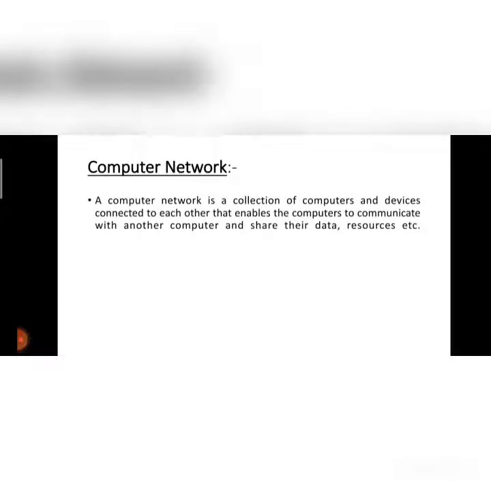A computer network is a collection of computers and devices connected to each other that enables the computers to communicate with another computer and share their data, resources, etc. That means a computer network is a group of computers. This group of computers are connected or interlinked with each other so that they can communicate with each other and share their information or data.